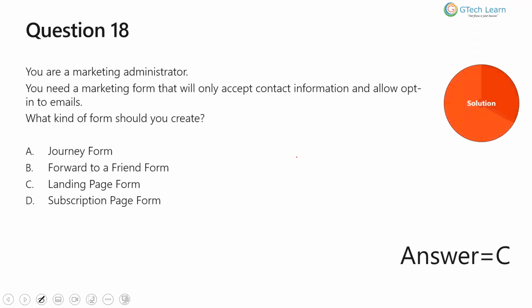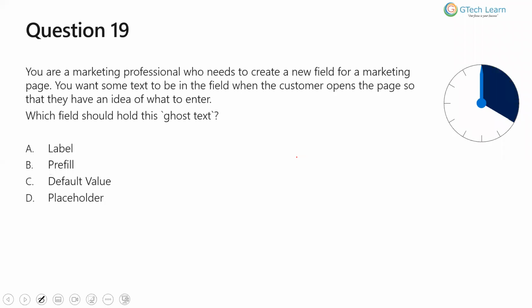Okay, so the correct answer is going to be option C, landing page form. The next question we are having in line is, you are a marketing professional who needs to create a new field for a marketing page. You want some text to be in the field when the customer opens the page so that they have an idea of what to enter. Which field should you hold this ghost text? Is it going to be a label? Is it going to be a prefill? Is it going to be a default value, or it's a placeholder? Your answers on the chat, and let me start a timer now.